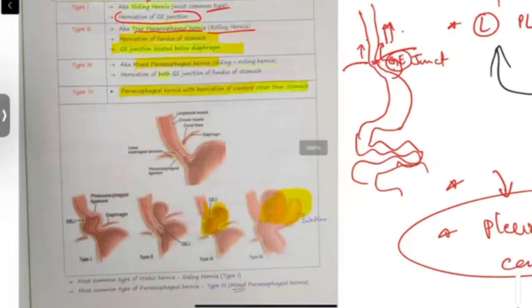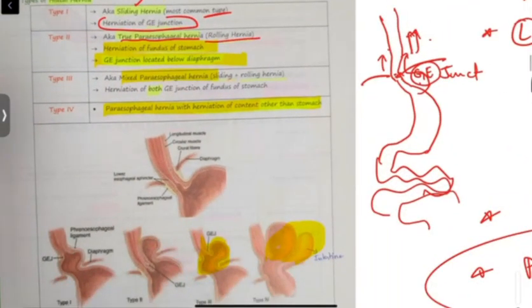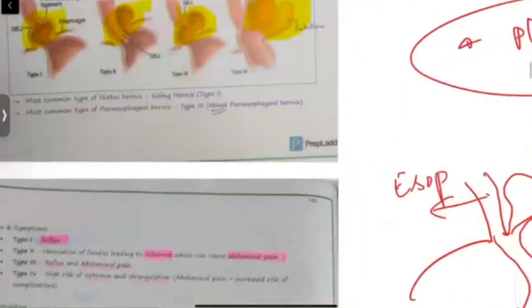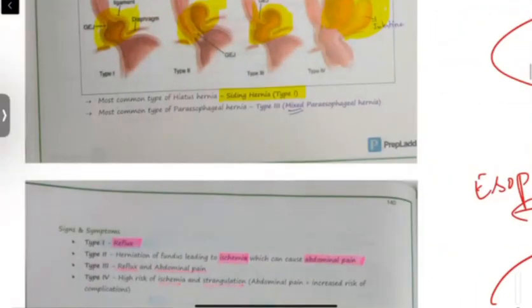Hiatus hernia classification is easy. Type 1 is just sliding, just gastroesophageal junction has come up. If gastroesophageal junction is intact and fundus of stomach has herniated, then that is true paraesophageal hernia, that is type 2. If gastroesophageal junction is sliding and fundus of stomach has also herniated, that is type 3. If along with fundus of stomach there is some part of the bowel other than stomach also, then that is type 4. Based on this, most common is sliding hernia and most common type of paraesophageal is type 3 mixed.